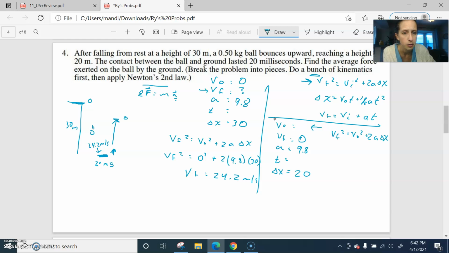Oh, and I'm not articulating what I'm doing. So 0 squared is still 0. We're solving for final velocity. Acceleration is 9.8. In my class, in your class, your teacher might say to use 10. So I'm going to do 2 times 9.8 times 20. I'm going to take the square root of that. So velocity on the way up is 19.80 meters per second. Slower than before, which we would expect.